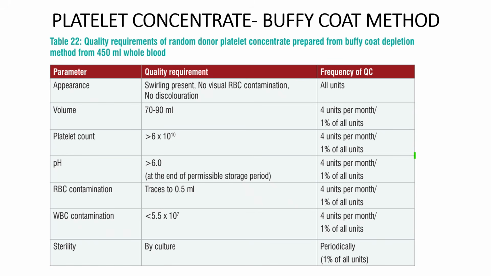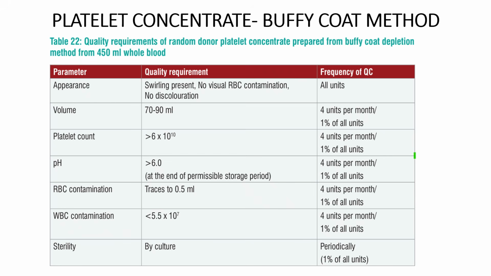These are the DGHS quality requirements of random donor platelet concentrate prepared from the buffy depletion method from 450 ml of whole blood. Appearance: swirling should be present. There should not be any visual RBC contamination or discoloration. The volume should be 70 to 90 ml. Platelet count should be more than 6 into 10 to the power 10.